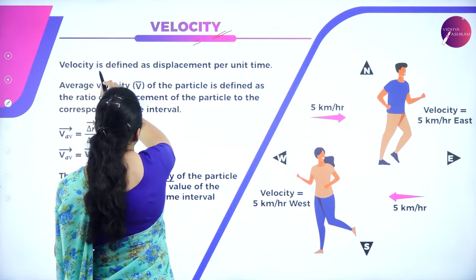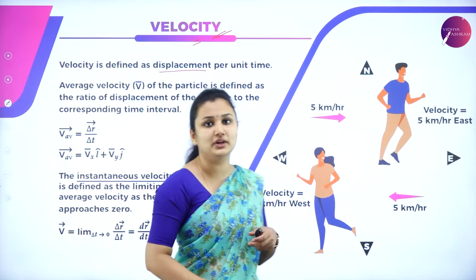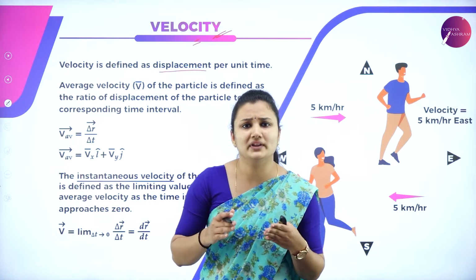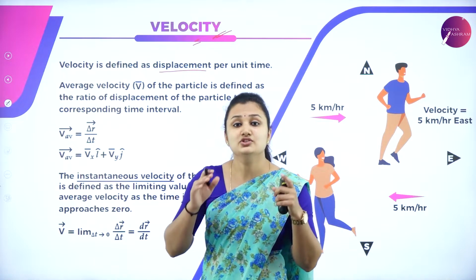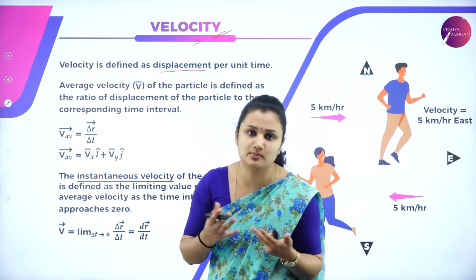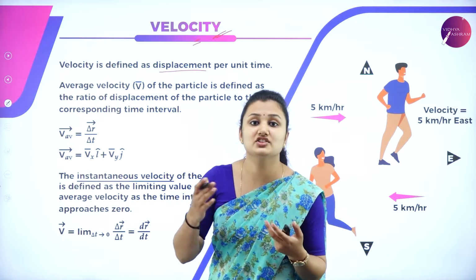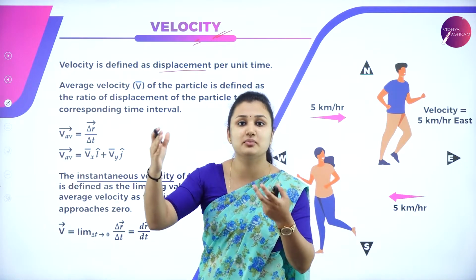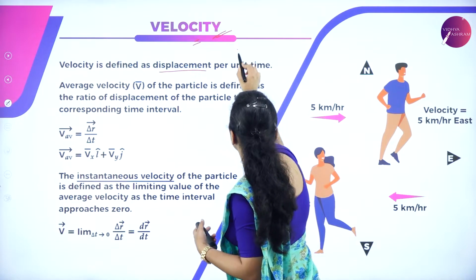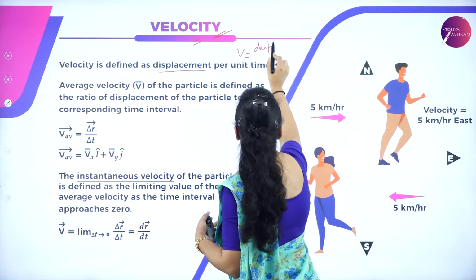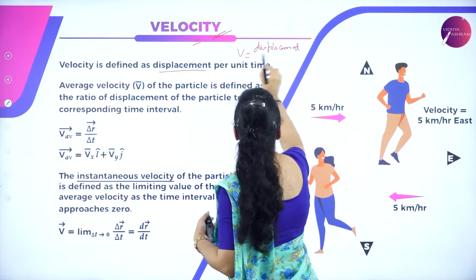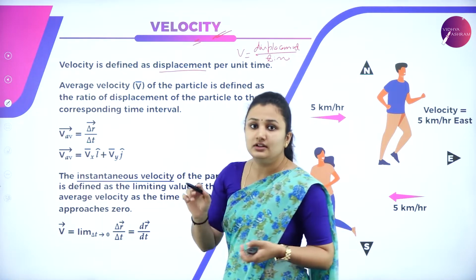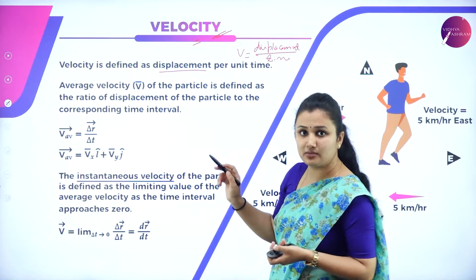So what is velocity? Velocity is defined as displacement per unit time. Change in position, when I say change in position, does displacement occur there? Yes. Change in position is displacement. So displacement by time, change in position with respect to time. Displacement by time taken gives you velocity. Velocity is equal to displacement by time, represented by V.